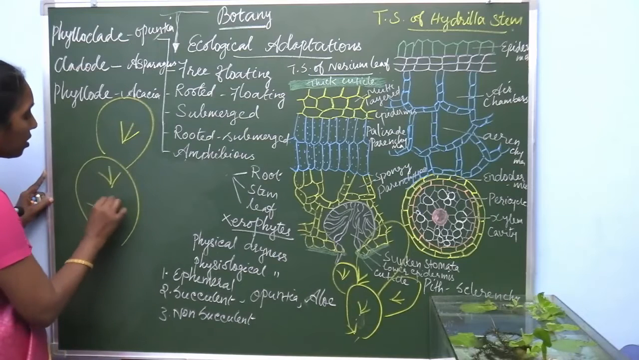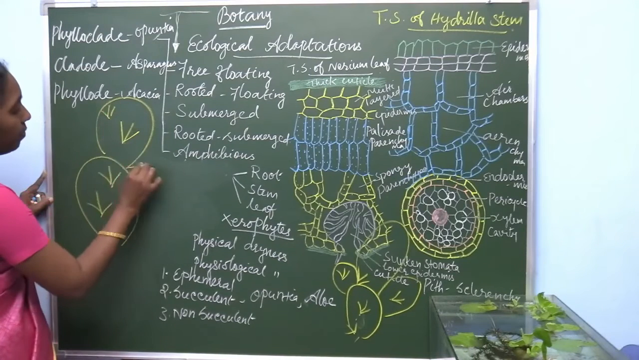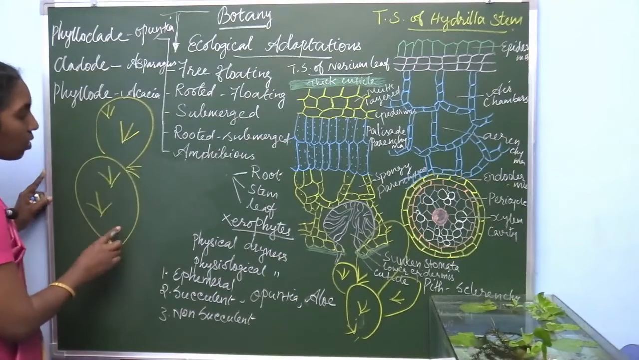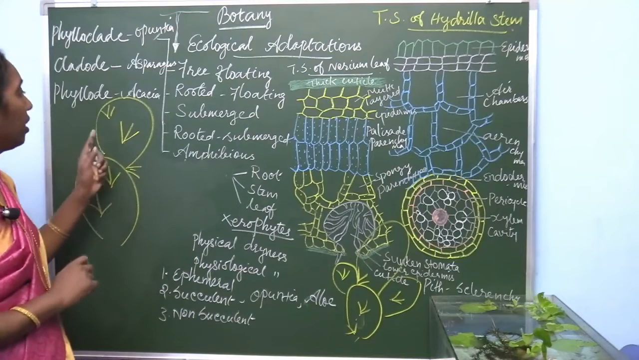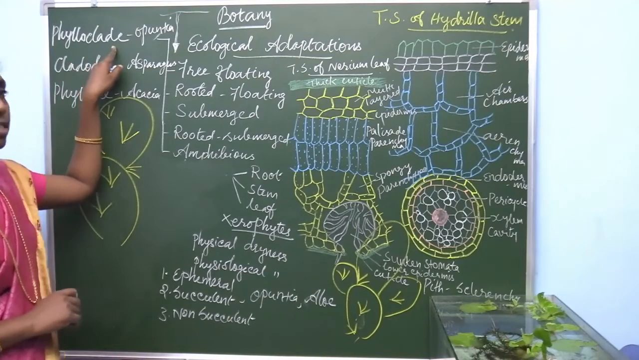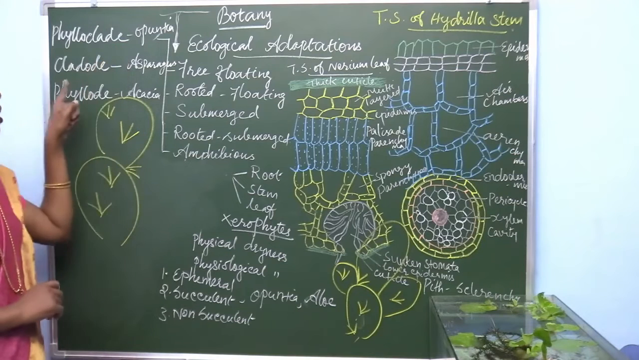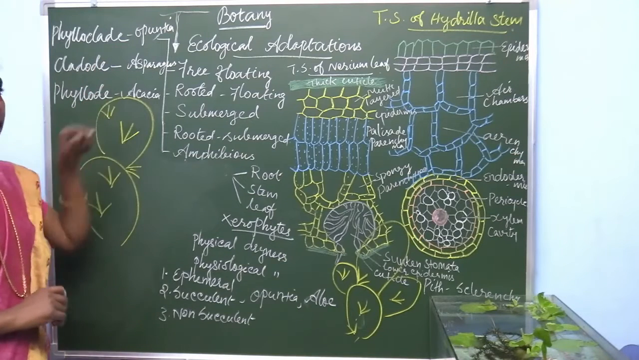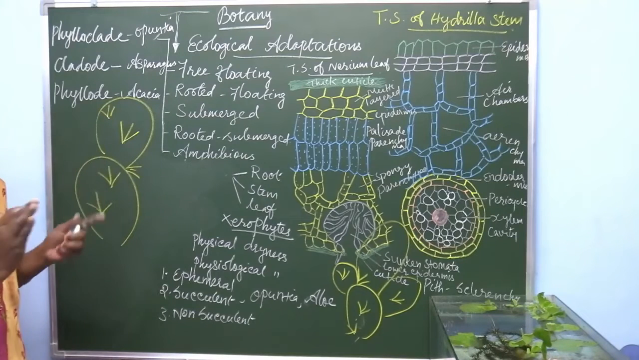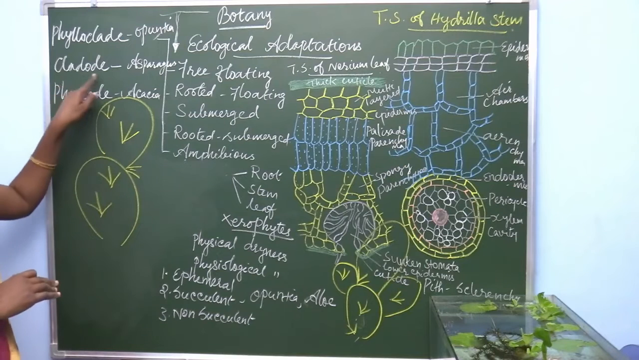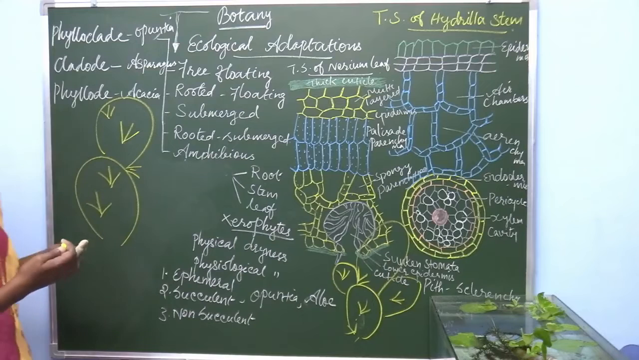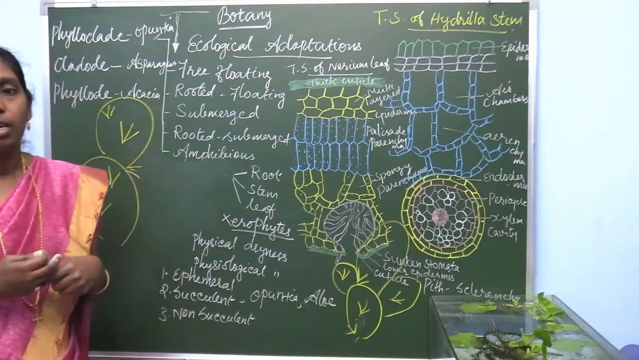So, here the leaf is reduced into spines. These are the leaves. Leaves are reduced into spines. The stems are flattened and green in nature, and perform photosynthesis. That type of modification is called phylloclade. And cladode, asparagus. In asparagus, two internodes are modified into flat-like structures called cladode. Example, asparagus. And phyllodes, in acacia.